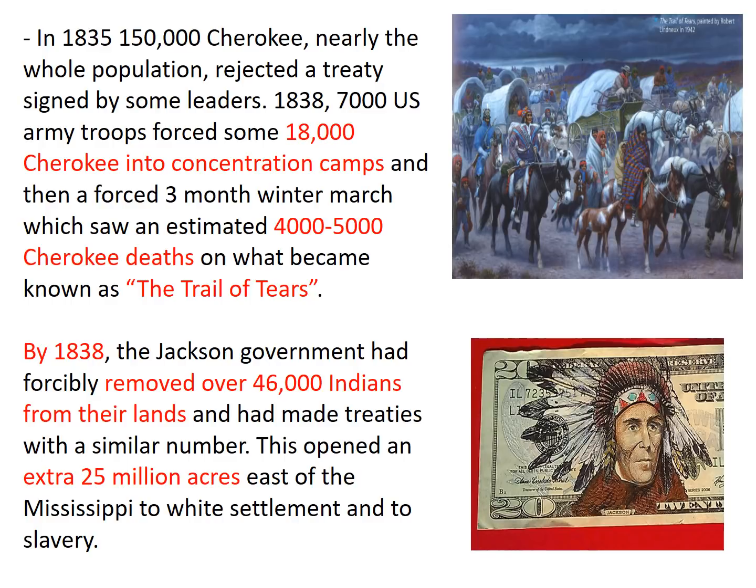So by 1838, the Jackson government, and that's not a real $20. He is on the $20, but that's a Mickey take of it. It's a Native American. They've removed 46,000 Indians from the land. They've made treaties, and they've opened up 25 million acres east of the Mississippi to white settlement and to slavery, at the expense, of course, of the Native Americans.